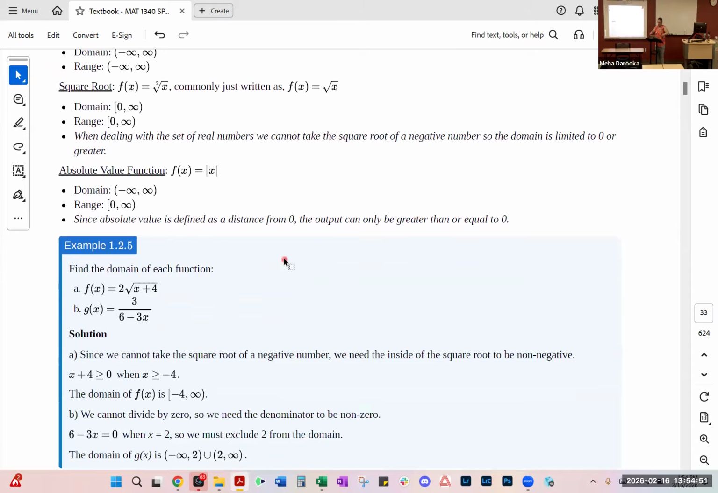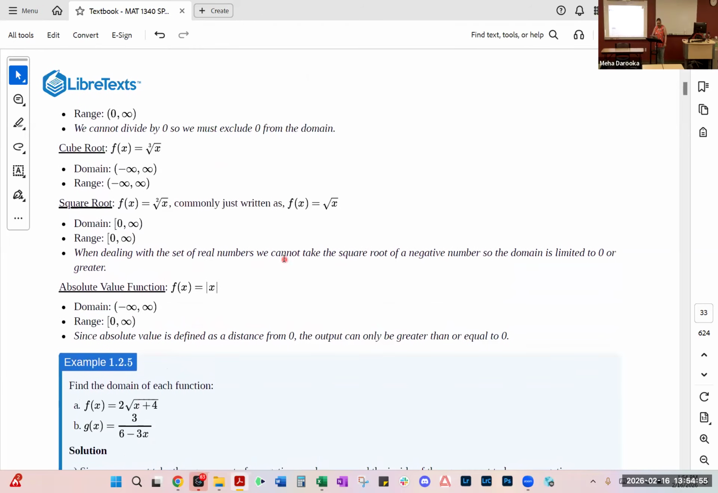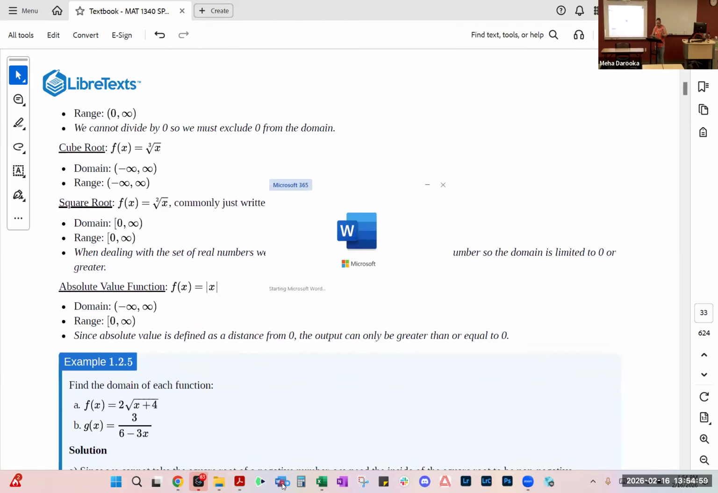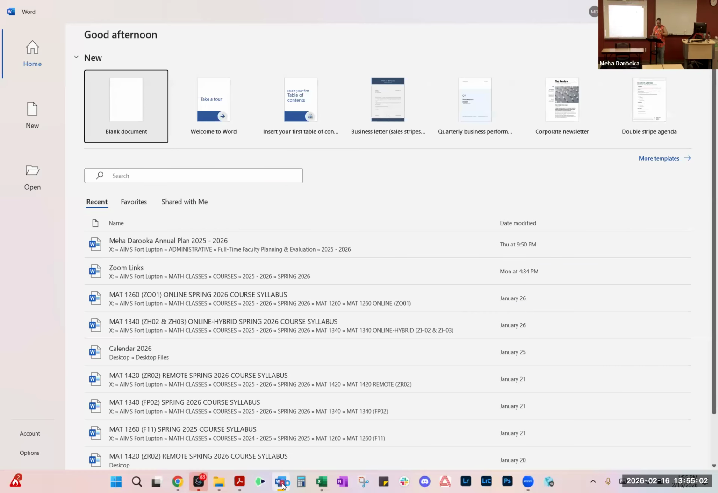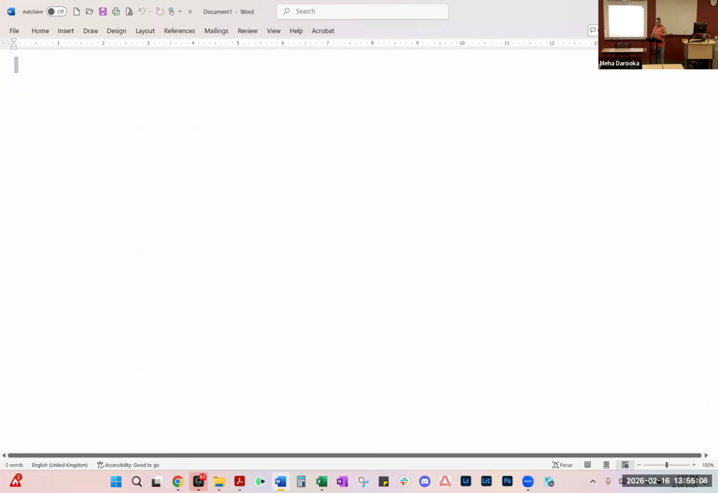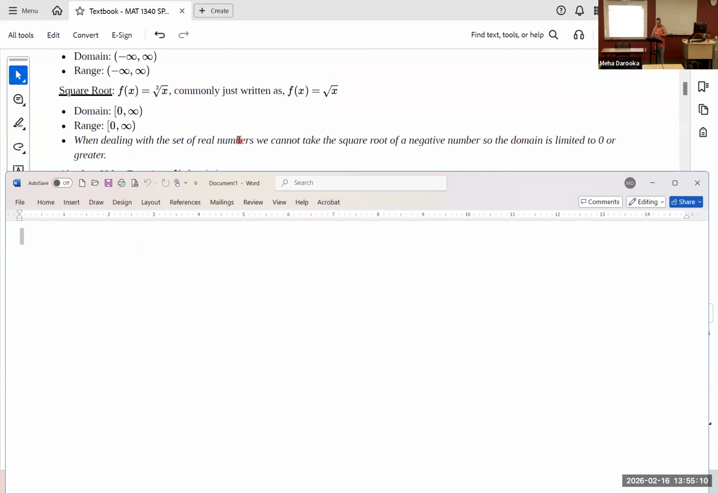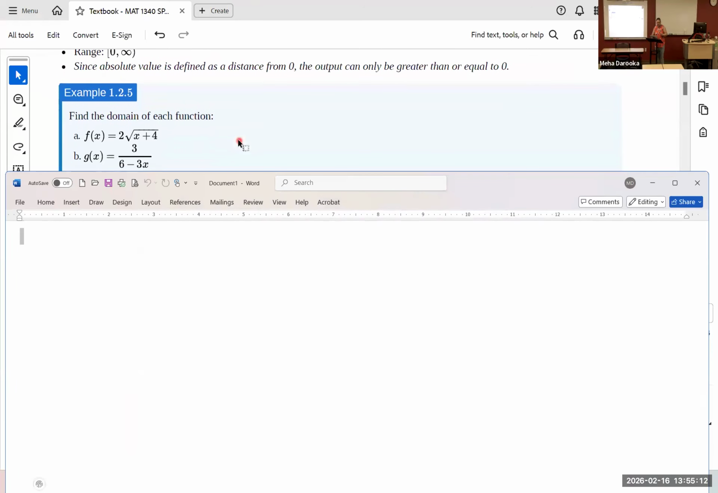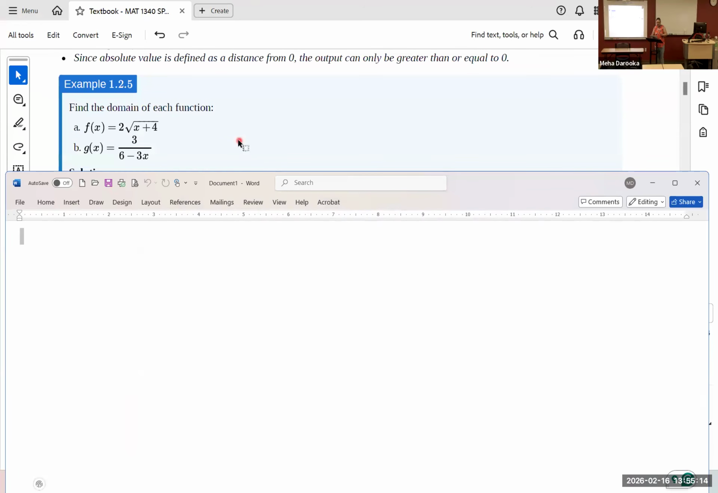So these were our toolkit functions. Now, what if we build up on them? So let's take a look at these guys here. And actually, I don't want to show you the solution just yet. So let me open up our blank Word document here. Okay, there we go. So let's take a look at, when we modify some of these functions, how we would come up with their domain and range. So let's start with that first one.